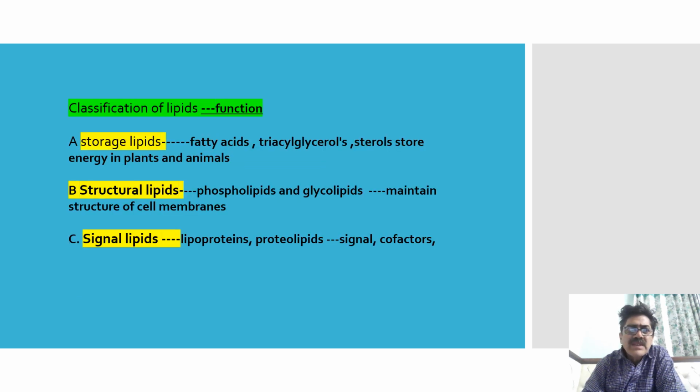So the next classification would be on the basis of function. First of all, we say storage lipids, secondly structural lipids, lastly signal lipids. Storage lipids means fatty acids, triacylglycerols, and sterols. They store energy in plants and animals. That is why they are called storage lipids. Then you have structural lipids that include phospholipids and glycolipids. They maintain the integrity of the cell membrane.